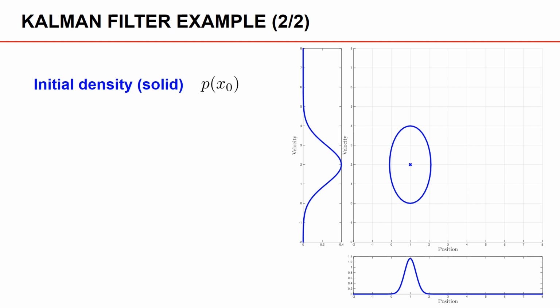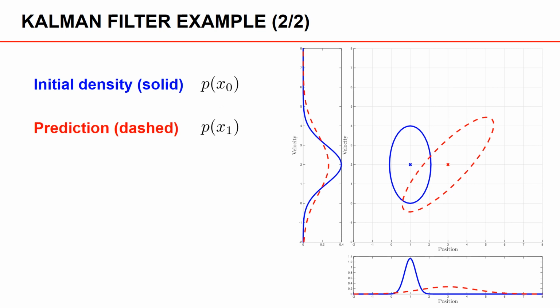So we can visualize the initial density and one cycle of prediction and update of the Kalman filter. Here we have the mean position equal to 1 and velocity equal to 2. The ellipse shown is 2 standard deviations for the covariance matrix. And on the left and below, you can also see the marginal densities for the position and the velocity.